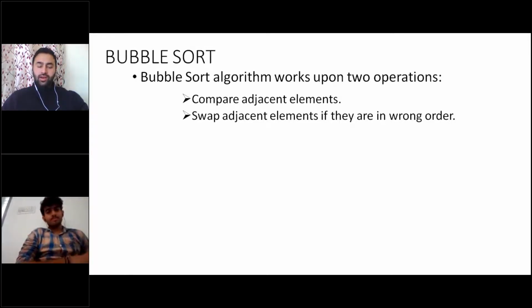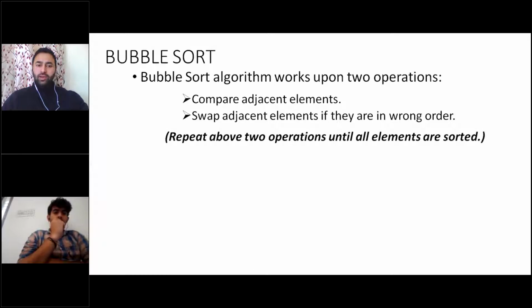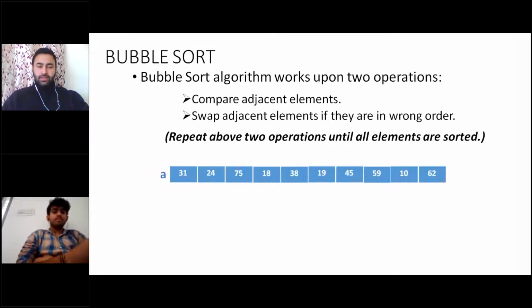And if you are arranging elements in decreasing order, then if the previous element is less than the next element, they are in the wrong order. So according to the arrangement, you have to swap these elements. Then you have to repeat these two operations until all the elements are sorted. We will see an example directly after this.